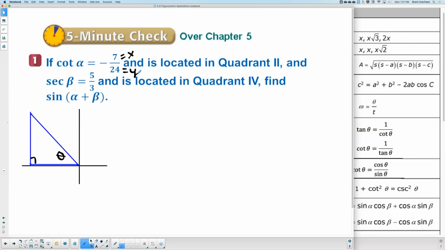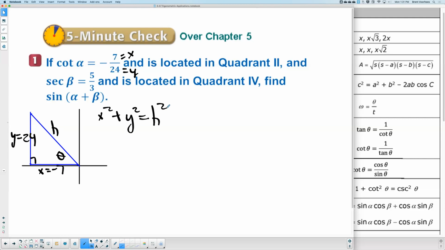The purpose for the drawing is to indicate which value is negative. With our drawing, is the x value the negative or is the y value the negative? X. Y is going to be a positive 24. X is -7. We're missing h. How can we find h? Pythagorean theorem.